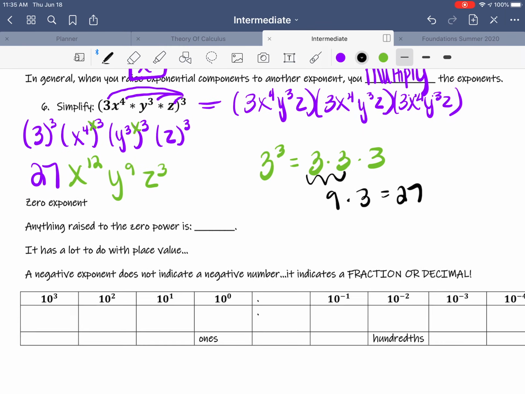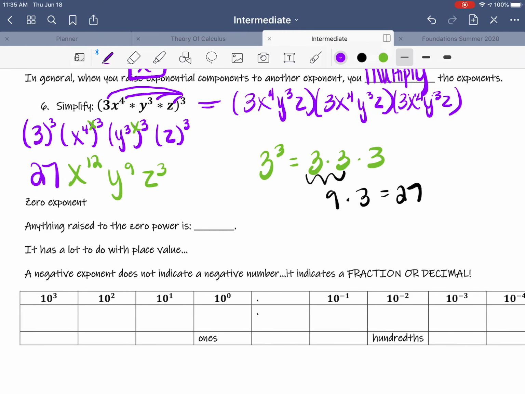Then we'll move on to a zero exponent. Anything raised to a zero power is 1 by definition, which seems a little odd. And the easiest way I've seen to explain this is by using place value. So let's look at this for a second. We have the case of a zero exponent, and we have a case of a negative exponent, which we haven't actually looked at yet, but we will in this lesson. So this is kind of an introduction to a zero exponent and negative exponents.